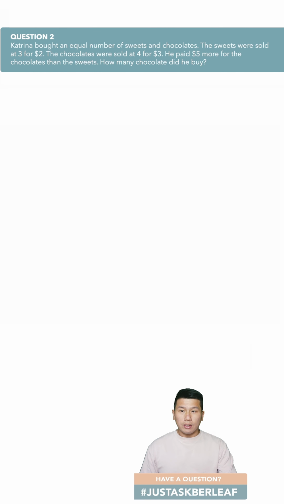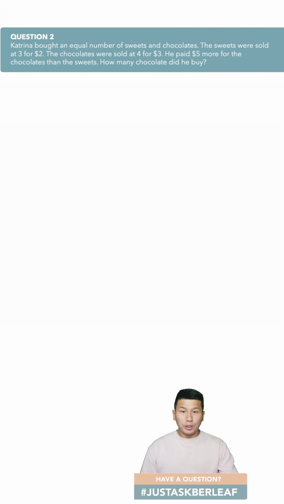Alright, okay, so for question 2, here we go. Katrina bought an equal amount of sweets and chocolates. The sweets were sold at 3 for $2 and the chocolates were sold at 4 for $3. He paid $5 more for the chocolate than the sweets. How many chocolates did he buy?